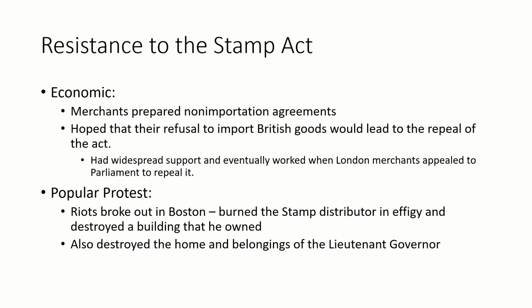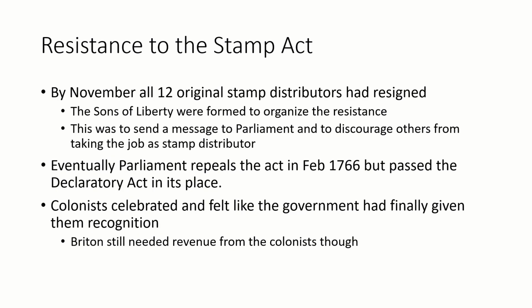Popular violence and intimidation spread quickly throughout the colonies. In New York City, they posted notices that read, "The first man that either distributes or makes use of the stamp paper, let him take care of his house, person, and effects." By November 16th, all of the original 12 stamp distributors had resigned, and by 1766, groups calling themselves the Sons of Liberty were formed in most colonies to direct and organize further resistance. These tactics had the dual effect of sending messages to Parliament and discouraging colonists from accepting appointments as stamp collectors. With no one to distribute the stamps, this act basically became unenforceable.